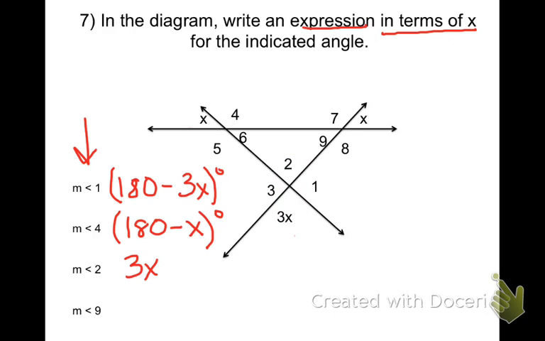And finally, the measure of angle 9. When I see 9 over here, I see that it is vertical to x. Therefore, it is equal to x, if only I knew what that were. So I've left my expressions all in terms of x to solve.